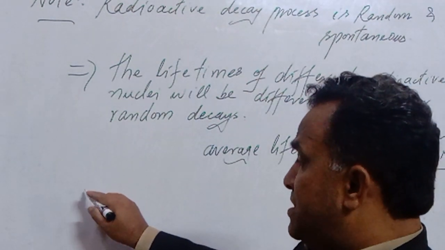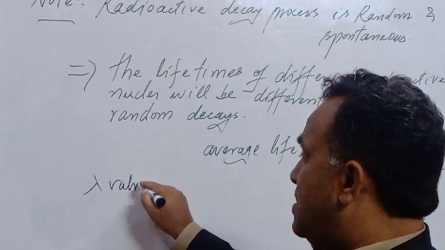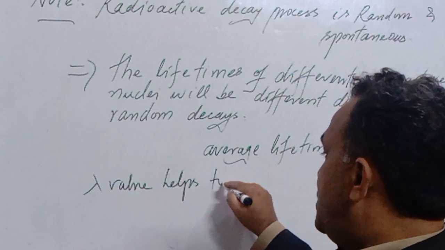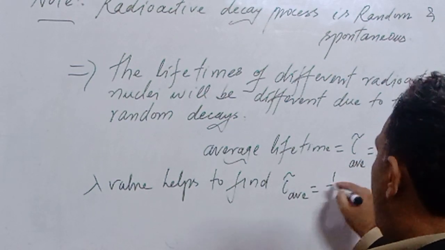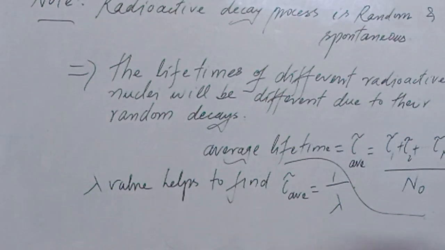Okay, so the interesting thing is that the lambda value helps to find tau average. That is 1 over lambda. So 1 over lambda is the average lifetime of the radioactive sample whose decays are being studied. In radioactive decay, the proportionality constant lambda is equal to the inverse of the average lifetime, or the average lifetime equals 1 over lambda. So in place of lambda, we can put 1 over tau average in the differential equation.